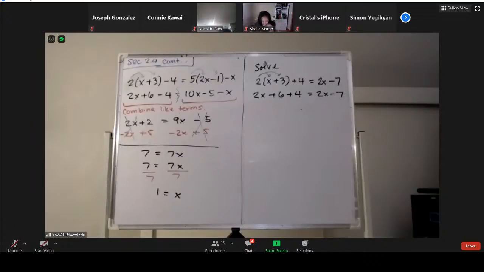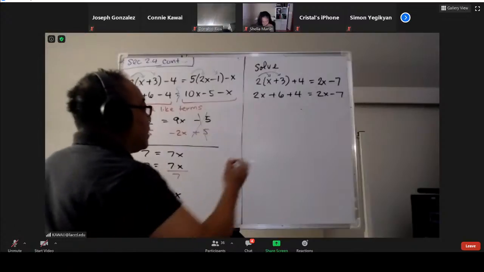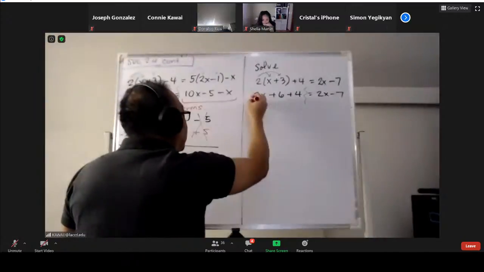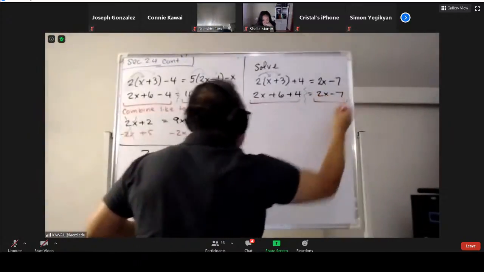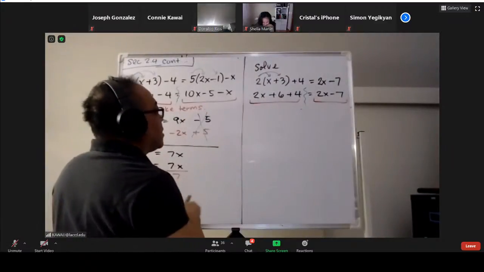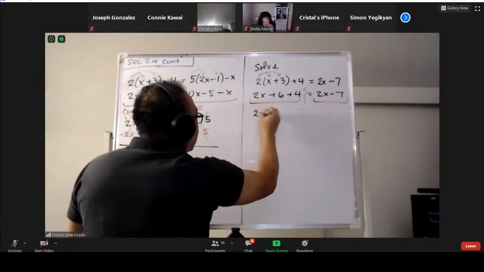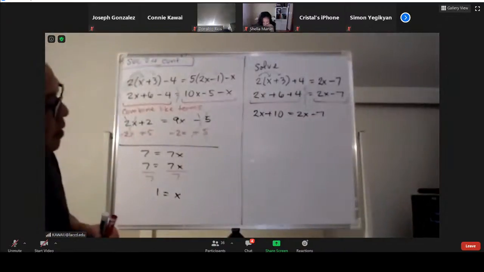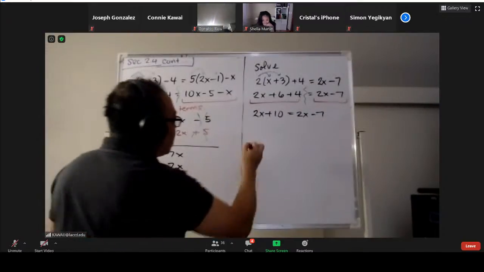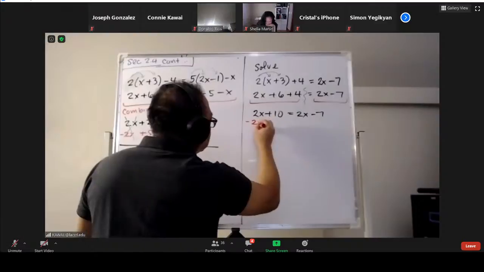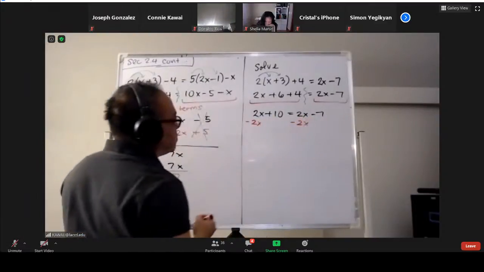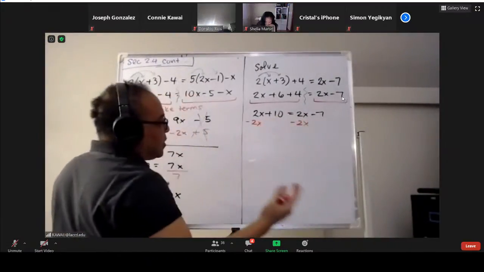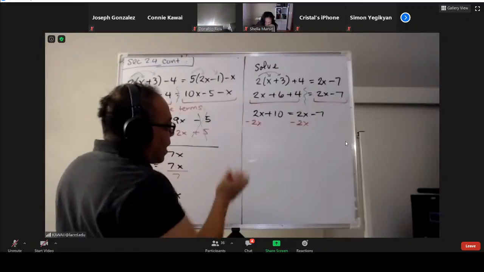Okay, now we're going to combine like terms. We're going to pretend like there's a wall here. And we're going to combine everything on the left and everything on the right separately. And what will happen is we'll get 2x plus 10 is equal to 2x minus 7. And then what we'll do is we'll subtract 2x from both sides. Okay. Now, you could subtract the 10 or subtract the 7 or just leave it. It doesn't really matter. I'm just going to leave it for right now.